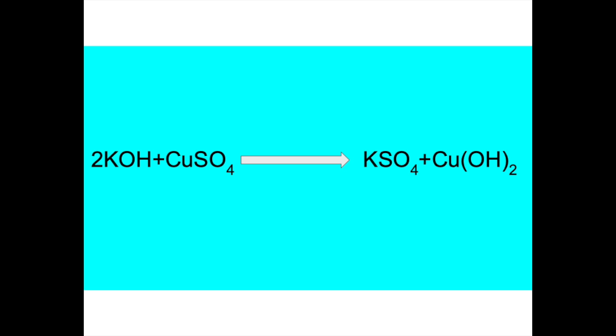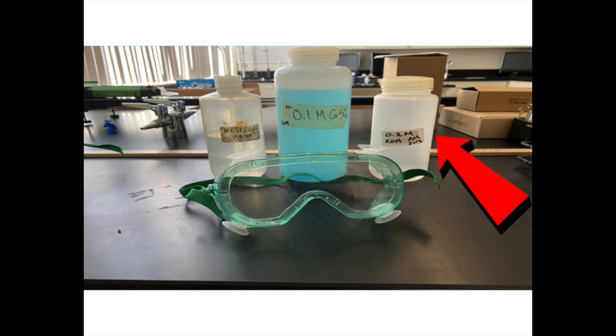The reaction that occurred can be set up in this chemical equation. 2 moles of potassium hydroxide reacts with 1 mole of copper 2 sulfate to produce 1 mole of potassium sulfate and 1 mole of copper 2 hydroxide. This is a double displacement reaction because the cations and anions switch between the two reactants to form new products.